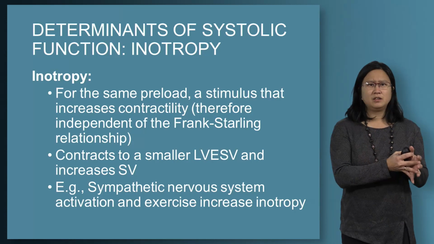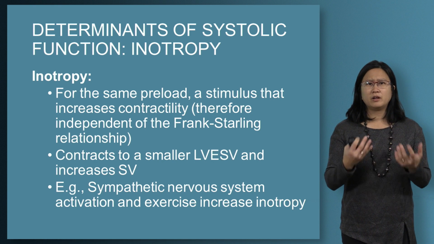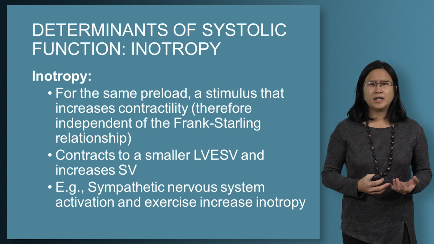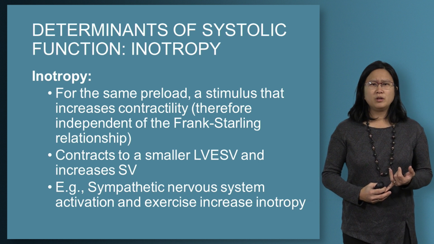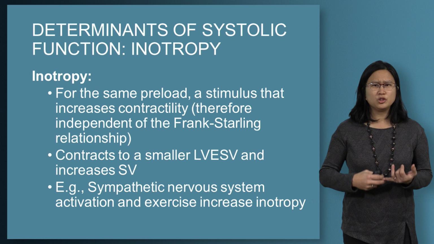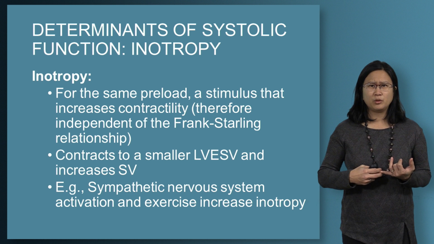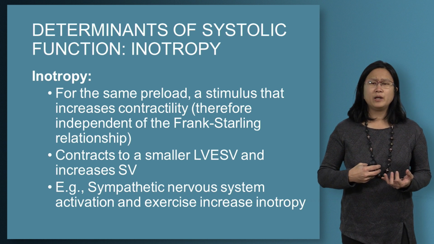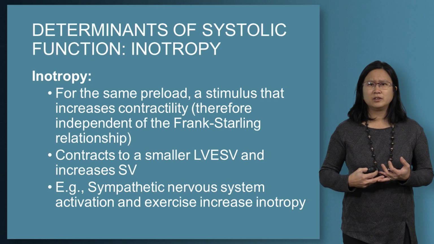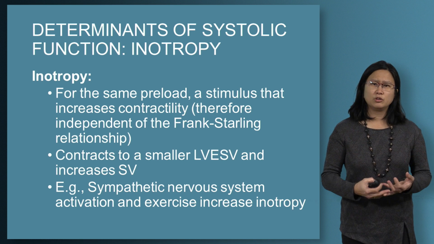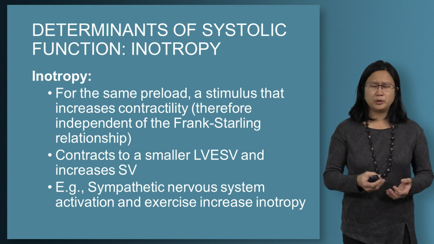There are several physiologic states in which we increase our inotropic state of the heart. That includes the sympathetic nervous system. So when you're activated and very nervous or anxious, your contractility will increase. And when you exercise, naturally, contractility will also increase to increase stroke volume and increase cardiac output.